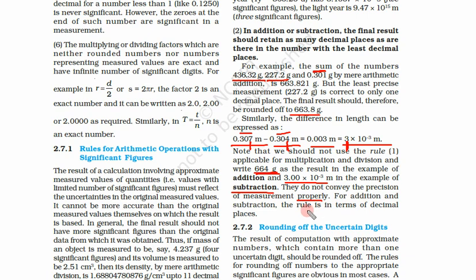For addition and subtraction, the rule is in terms of decimal places. For multiplication, the rule is in terms of the least significant digits in any of the multiplied or divided quantities. In case of addition and subtraction, we use the rule in terms of decimal places.